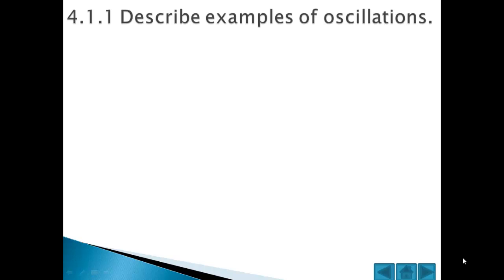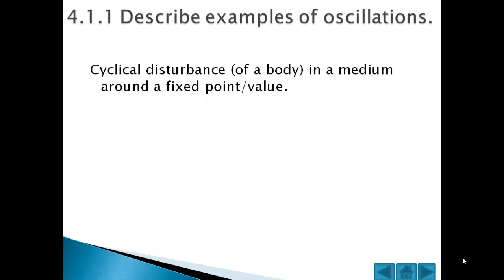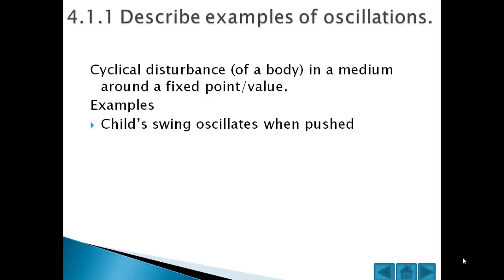First of all, we need to describe some examples of oscillations. An oscillation is a cyclical disturbance of a body in a medium around a fixed point or value. Some examples: a child's swing oscillates when pushed.